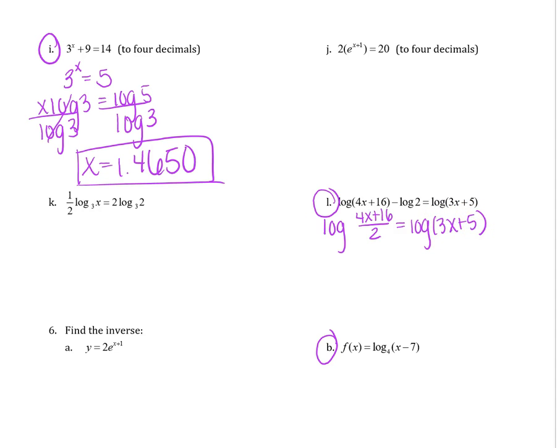Now the log bases are the same. I can drop the logs. So now I'm just solving (4x plus 16) over 2 is equal to 3x plus 5. So (4x plus 16) over 2 is 2x plus 8. So if I subtract 2x and subtract 5, I get 3 is equal to x.